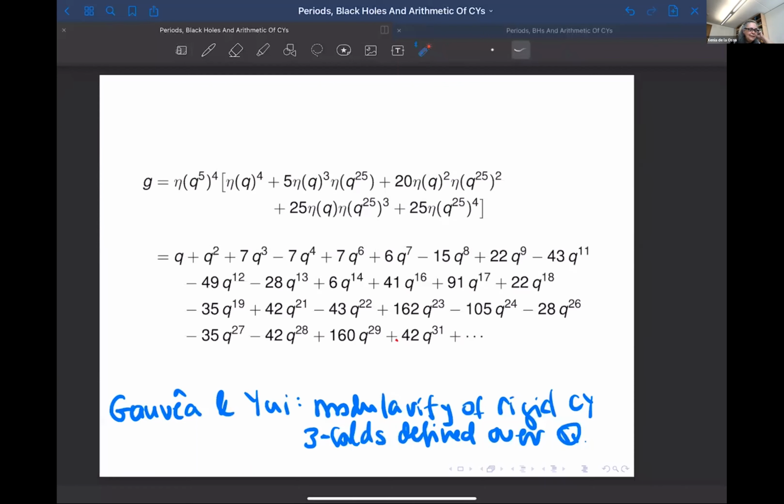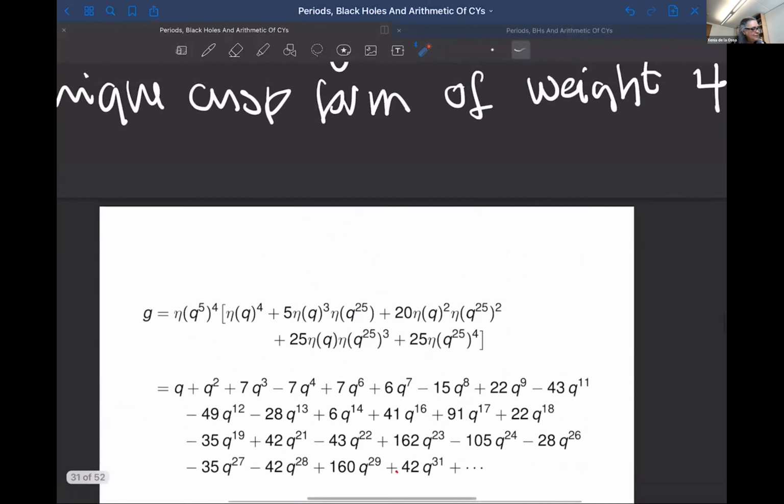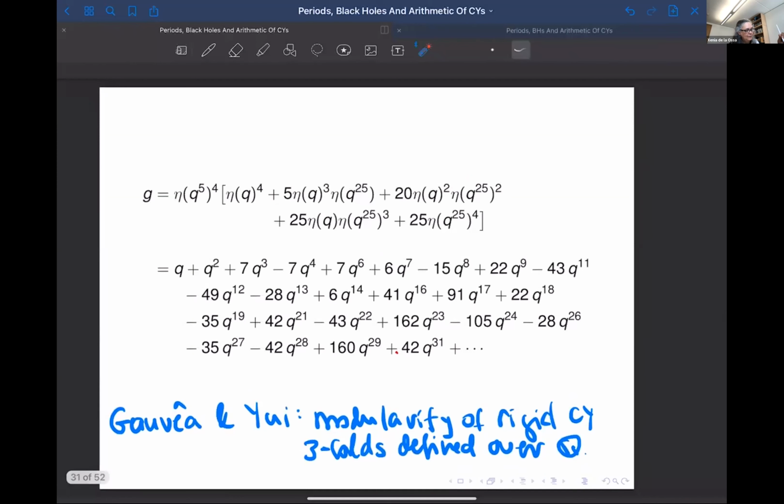And then at least you can answer this mathematically using the work by Gouvêa and Yui, that proves modularity for rigid Calabi-Yau manifolds defined over Q. What happens is that this conical singularity is on the boundary of the moduli space of a rigid Calabi-Yau manifold. So they share the zeta function, and the same modularity appears at that point.